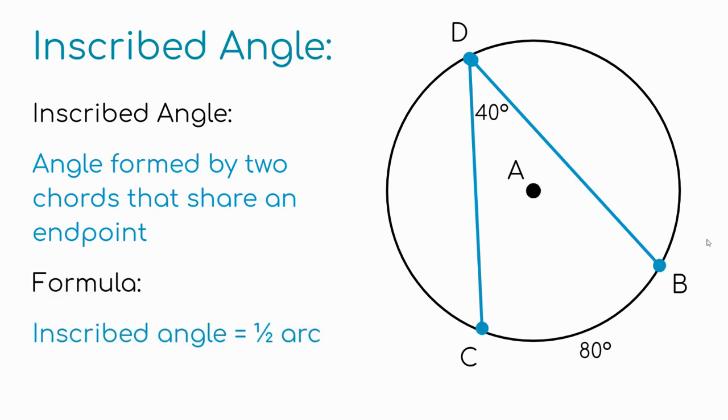So hopefully you thought it was smaller. In fact, it's going to be half as big. So if the arc BC is 80 degrees, the inscribed angle is going to be half of that, or 80 divided by 2. So the big takeaway from today is that inscribed angles are half of the arc. You take your arc, you divide it by 2.